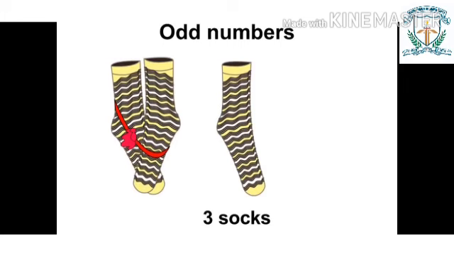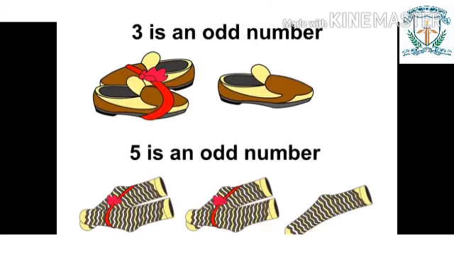What do we call the numbers which cannot form pairs? Well, they are called odd numbers. So, odd numbers cannot be matched in pairs. Always one will be left alone. 3, 5 are called odd numbers.